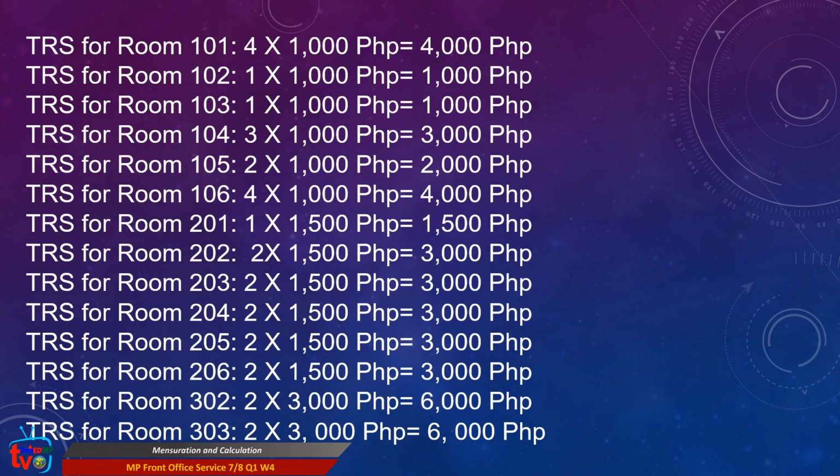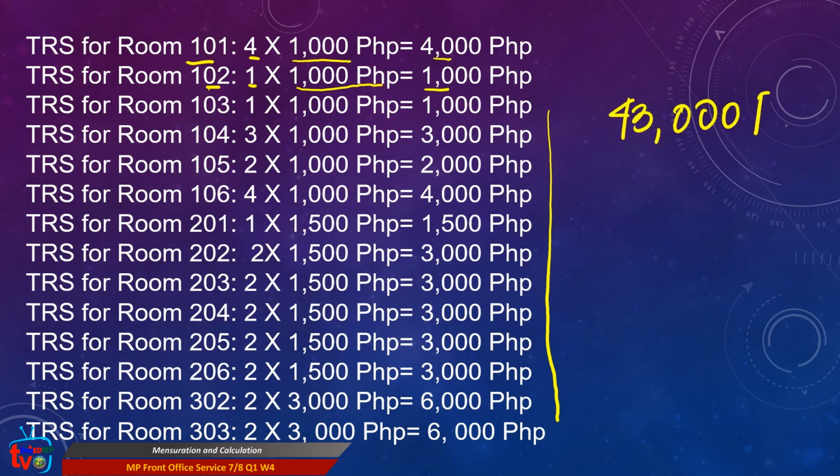First, compute for the total room sales of each room sold. Room 101 was sold 4 times, that's why 4 times 1,000 is 4,000 pesos. Room 102 was sold once, so 1 times 1,000 is 1,000 pesos. Do the same step for the rest of the rooms sold. Afterwards, to get the total room sales of Butuagan Hotel for the month of July, add all the sum of the TRS of each room. All in all, it would be 43,000 pesos. So the monthly TRS of Butuagan Hotel is 43,000 pesos.